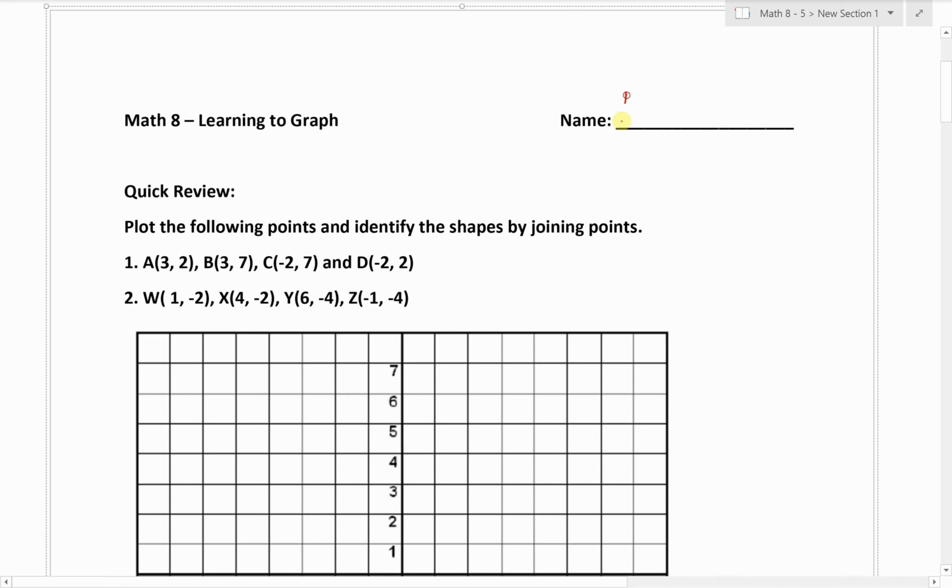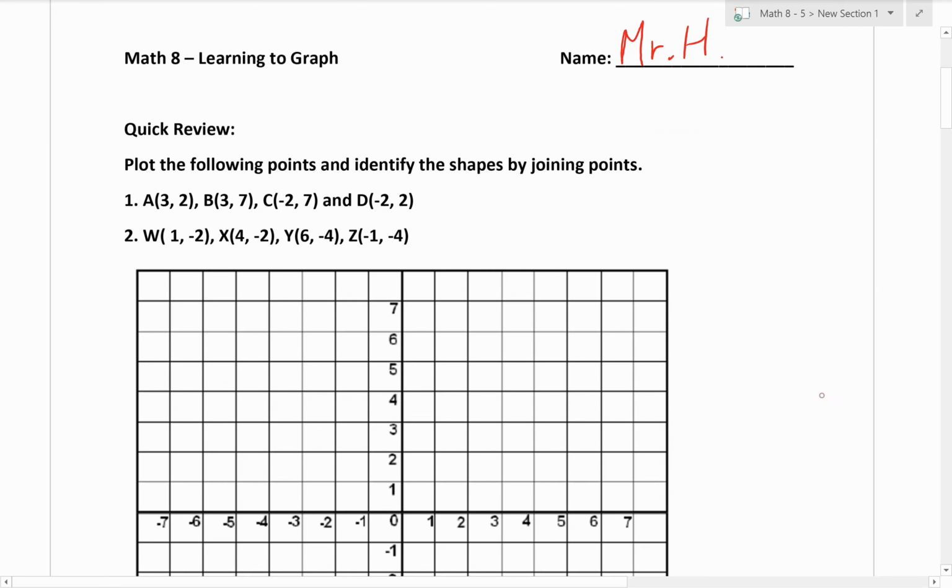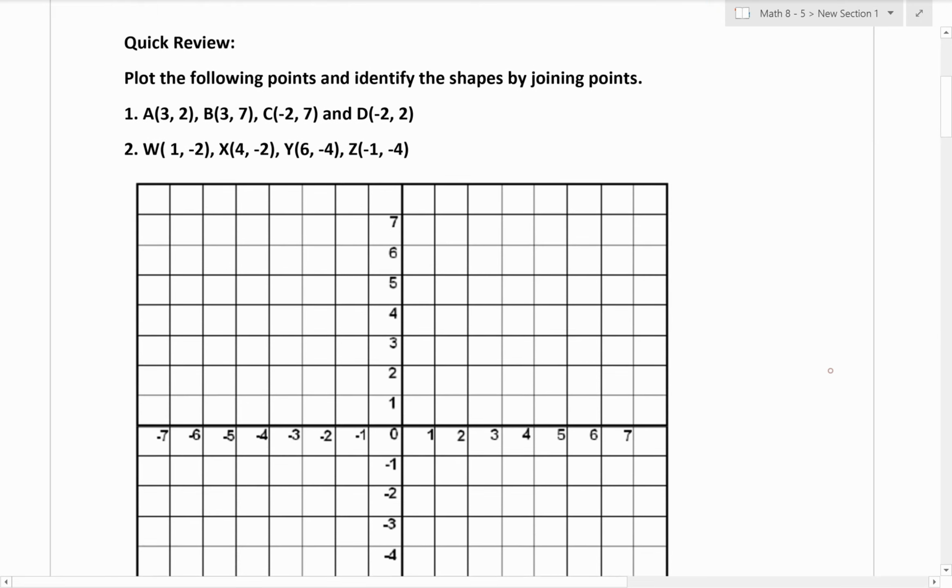Okay, so there's my name, Mr. H. Okay, so we are going to quickly review how to plot points first. I believe you learned this in elementary school, but let's just quickly review. So here it says plot the following points and identify the shapes by joining points. So the first one, we have 4 points, right? A, B, C, D.